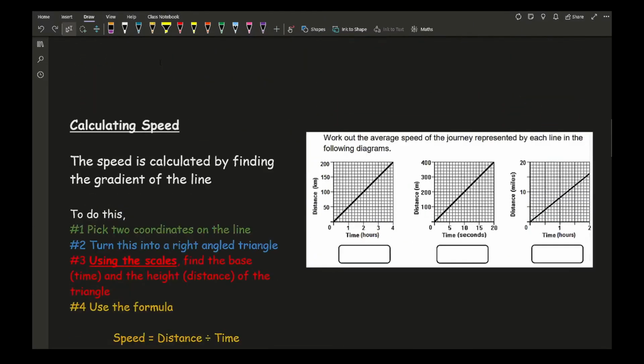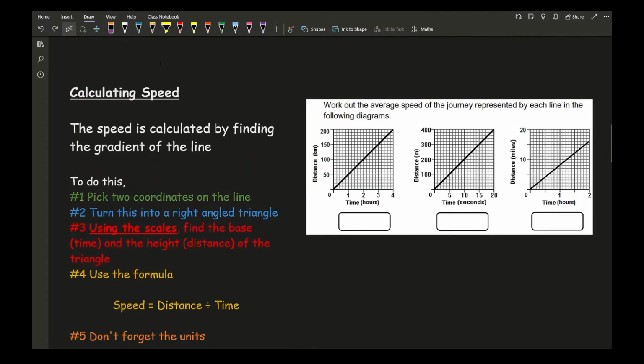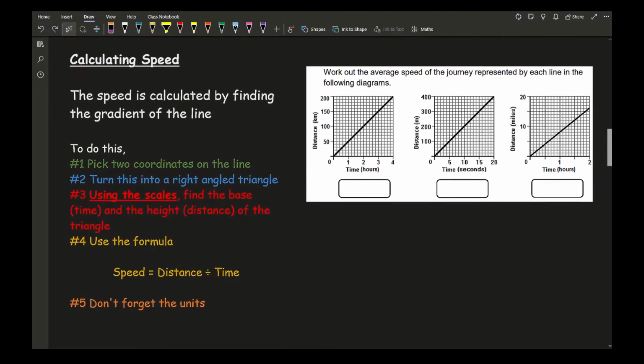So let's now have a look at actually calculating speed. Again, this is a very, very common question you could get asked. The speed is calculated by finding the gradient of the line. Now the gradient is basically a calculation that measures the steepness of a line. To do this, we need to pick 2 coordinates. You then turn this into a right angle triangle. And then the third step, which is most important, is using the scale, and I'll explain what that means when we go through some examples, to find the base, which is going to be the time, and the height, which is going to be the distance.